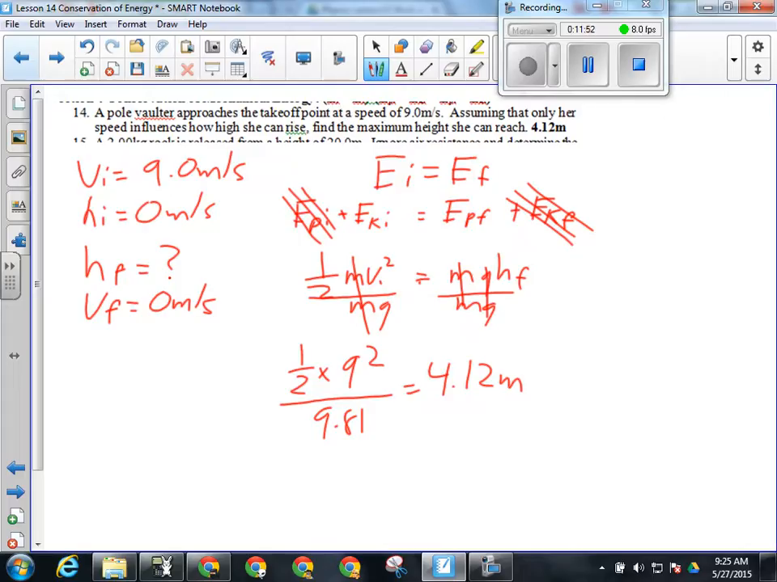How many people have done the whole front side of the sheet? Anyone done both sides? All right. Keep working on that for a little while longer here, and then we'll start talking about some of the other stuff we're going to be heading into here.